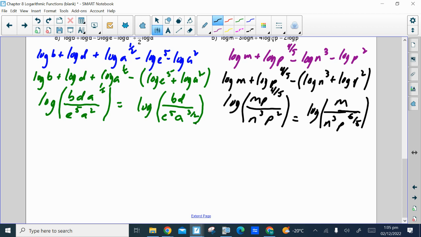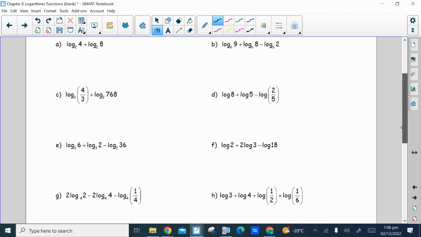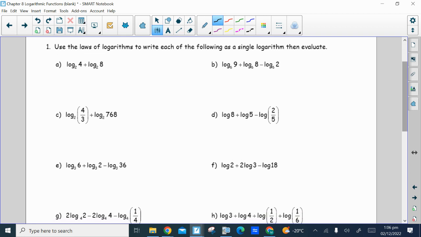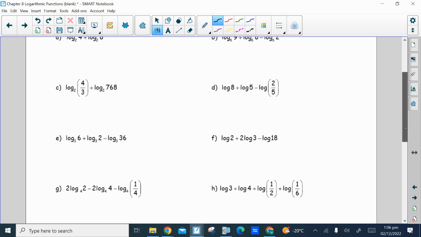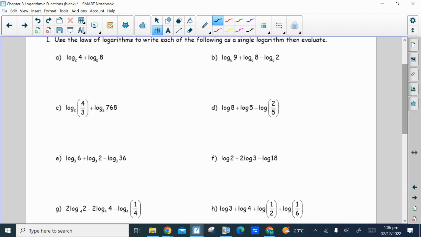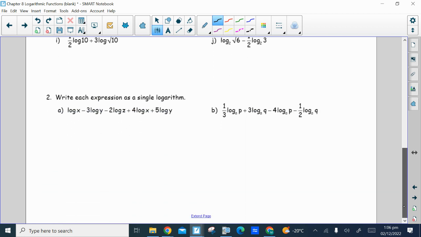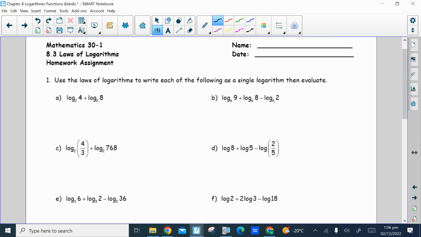Express as a single logarithm. Okay? So this assignment you're going to hand in for marks. It's just the one page where you write as a single logarithm first, then evaluate second. Right? You can definitely use your calculator to check after you get your answer, but make sure you write as a single logarithm first and then evaluate. You can put the original expression into your calculator to check it if you want to, but follow the instructions. Okay, so this page will be due for marks.